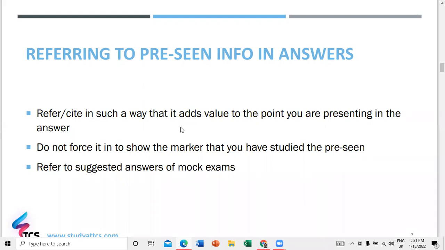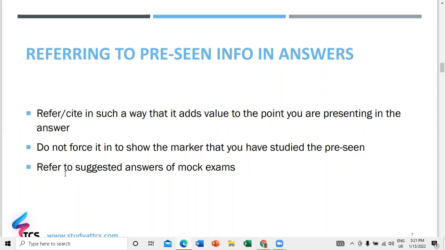If you are providing an example or relating to the pre-seen, it needs to be relevant to the task at hand, or else there's absolutely no point in mentioning something about the company if it's irrelevant. Do not force it in to show the marker that you have studied the pre-seen. That's exactly what I said. You cannot convince the marker just because you mention something about the company. If you mention something, it needs to be related to the task at all times.